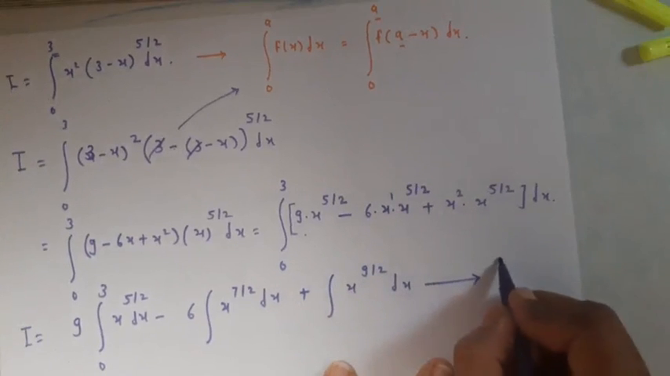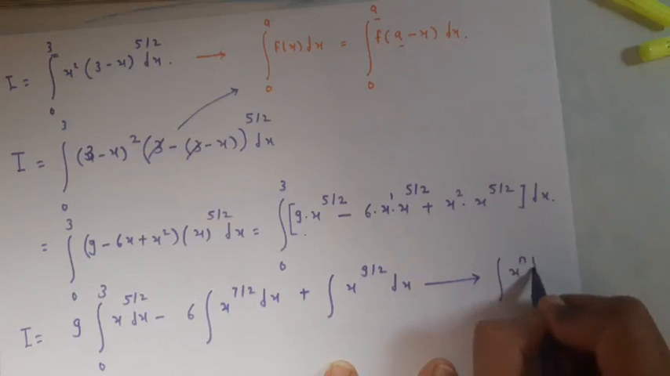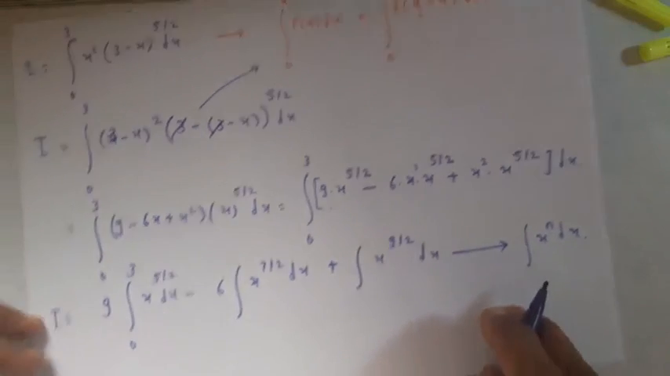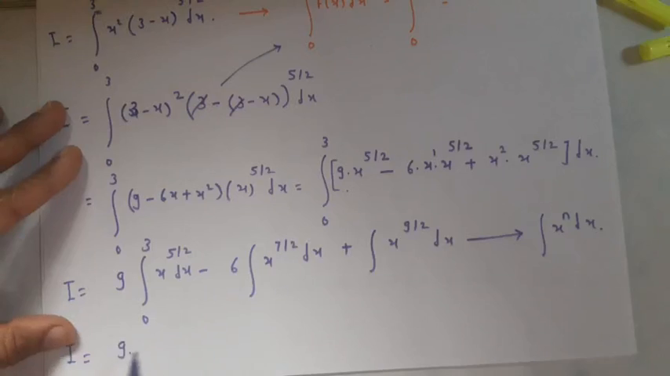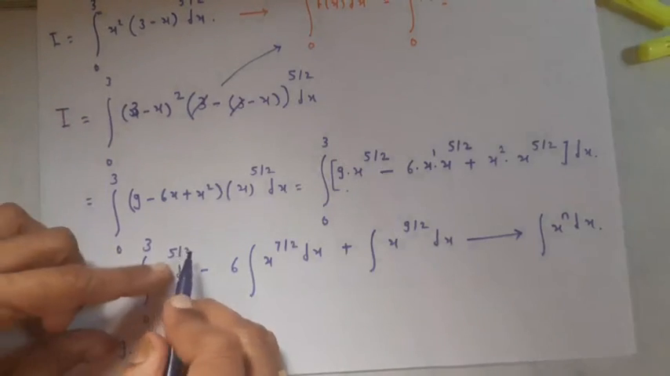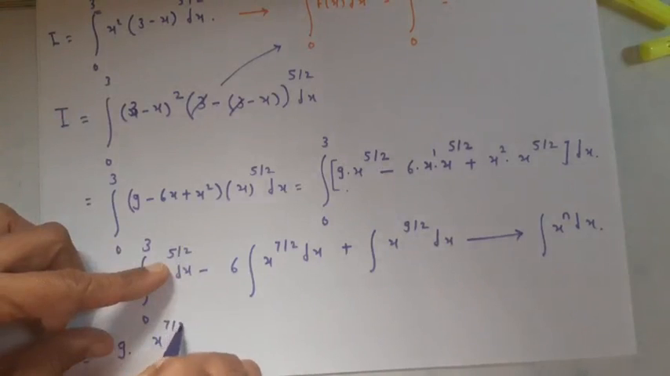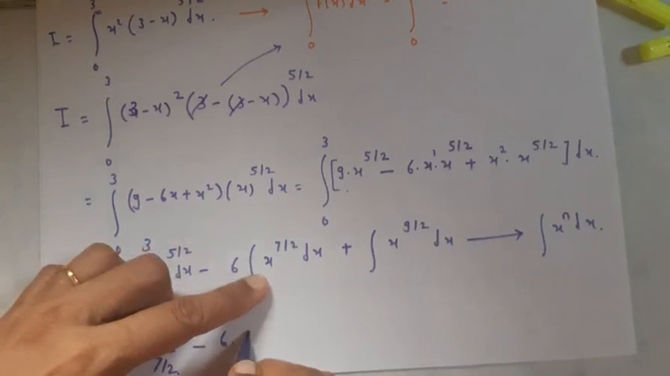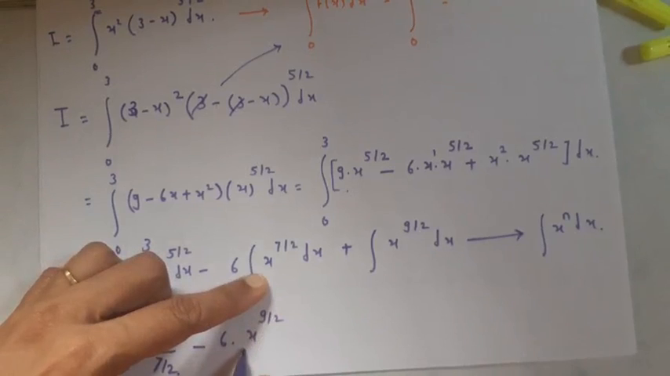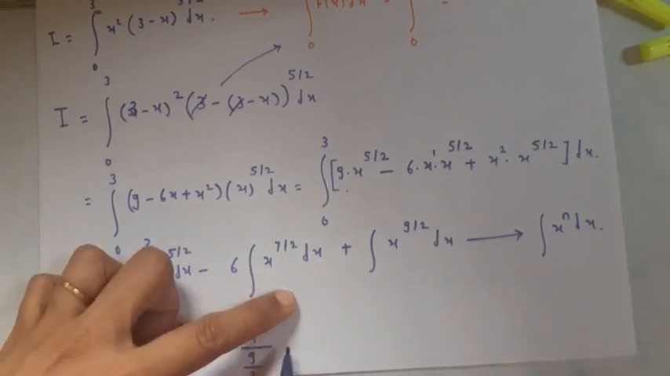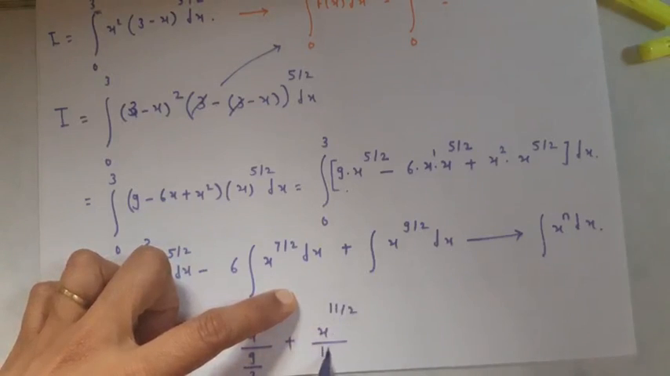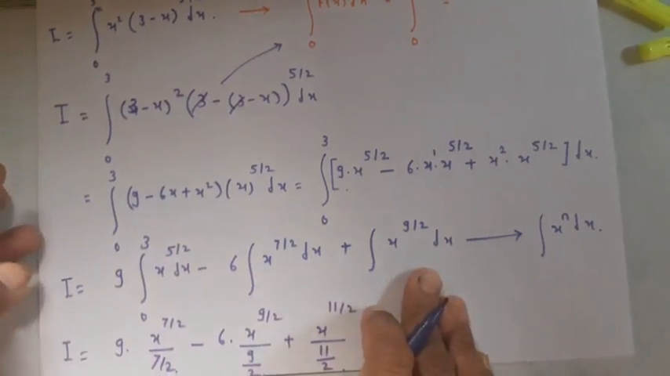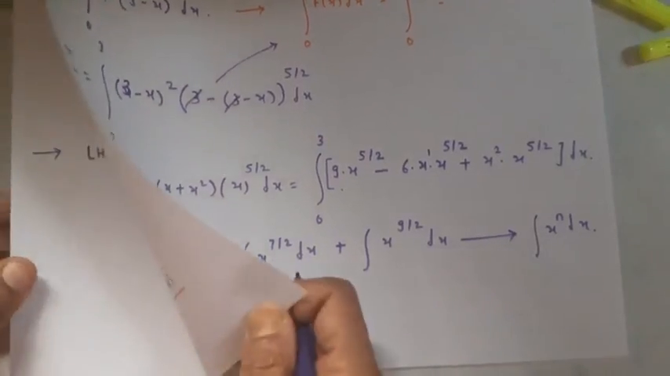For all the terms we use the integration formula of x raised to n with respect to x, okay. So integration I equals 9 as it is, x raised to 5 by 2 plus 1 means x raised to 7 by 2 upon 7 by 2, minus 6 into x raised to 9 by 2 upon 9 by 2, plus x raised to 11 by 2 upon 11 by 2, okay. In this way we have to solve the problem, okay.